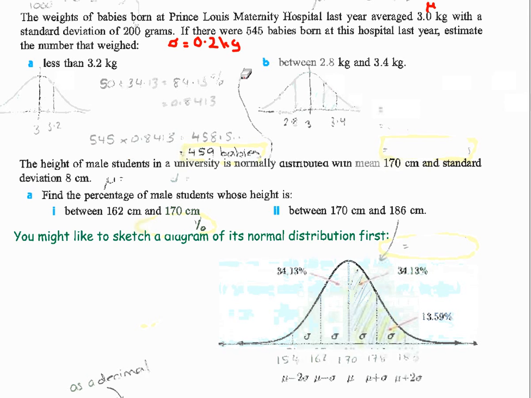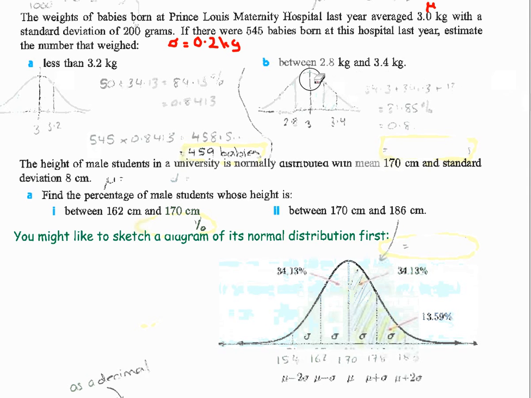Estimate how many babies weighed between 2.8 and 3.4 kilograms. So again, you've got your mean through the center. 2.8 is just 1 standard deviation below the mean, and 3.4 is 2 standard deviations above the mean. So you're going to add this area here, 34.13, plus this area here, 34.13, plus this area here, 13.59. So you might want to show a little bit of working out for that.